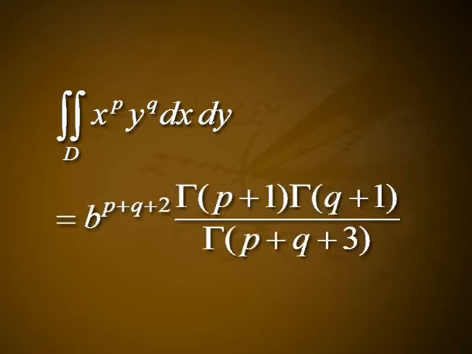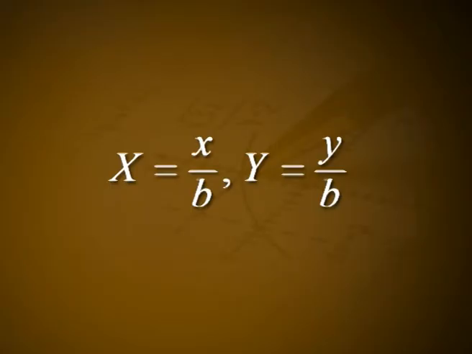Then prove that the double integral over D of x^p y^q dx dy is equal to b^(p+q+2) Γ(p+1) Γ(q+1) / Γ(p+q+3). Solution.